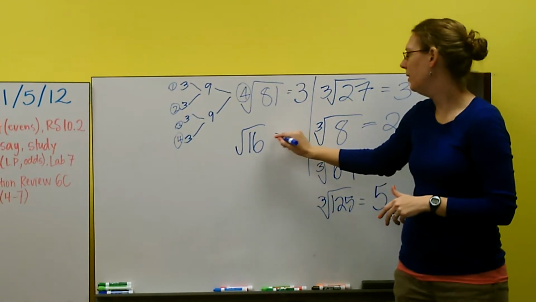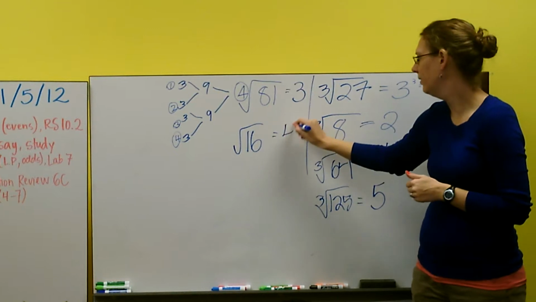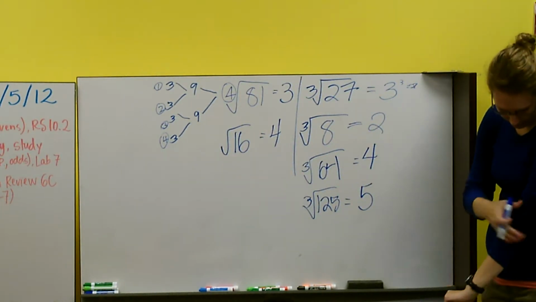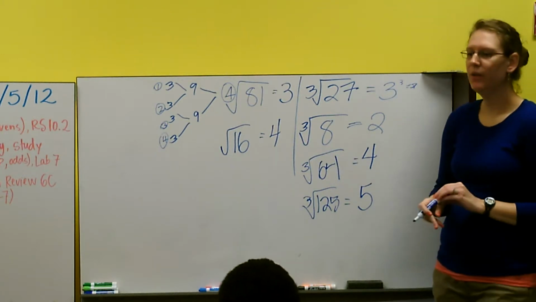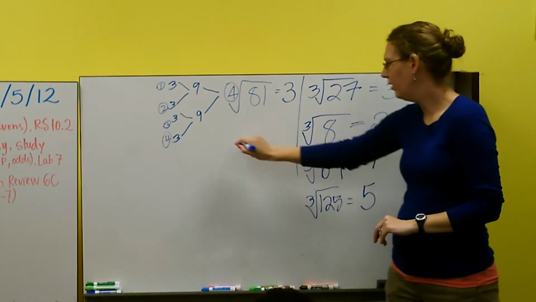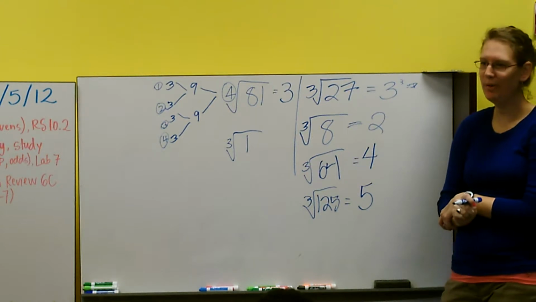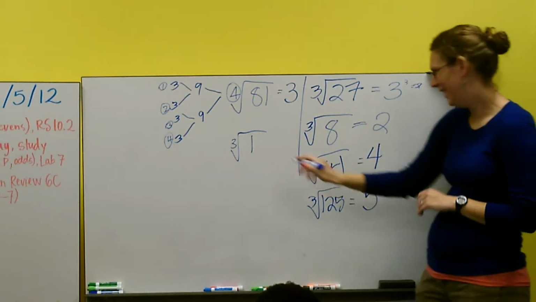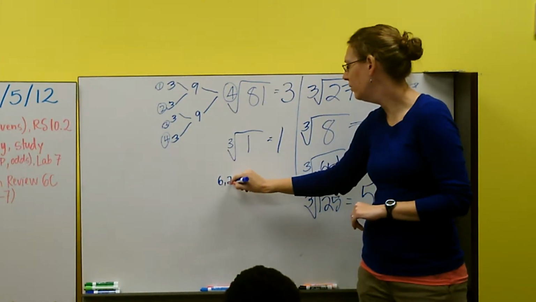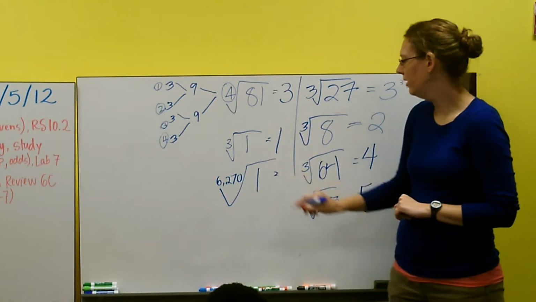Last but not least, we've got the square root of 16. Devon, what's the square root of 16? 4. Thank you. Alright, so there are our roots. How about the third root of 1, Destiny? It's a little complicated on you. The third root of 1. What's the third root of 1 going to be? 1. Good. I see Portia, she's just dying over there. What's the 6,270th root of 1?